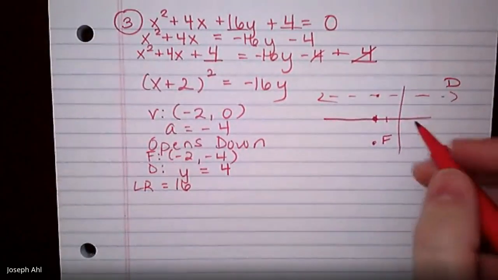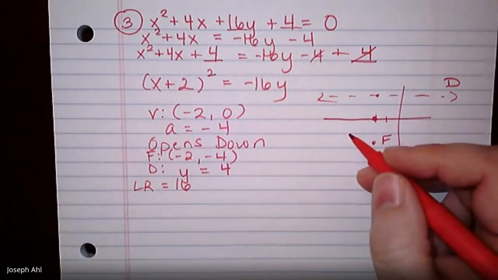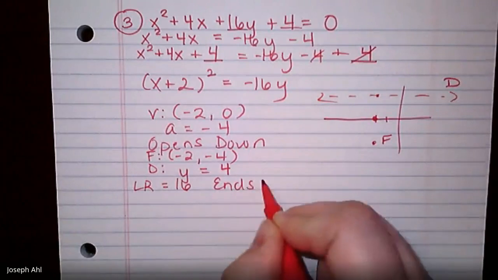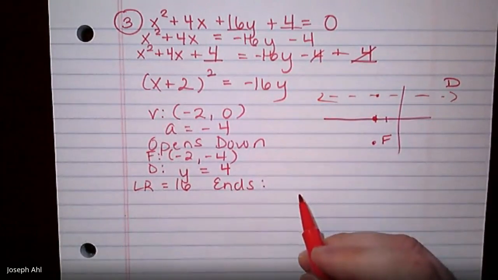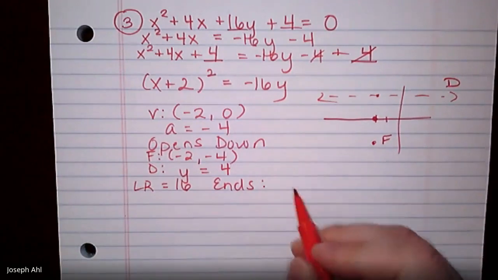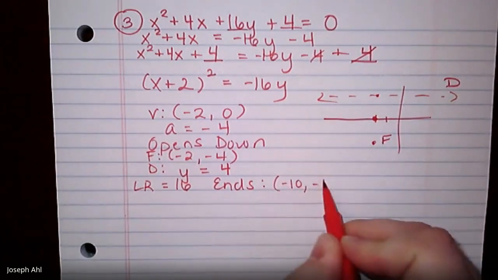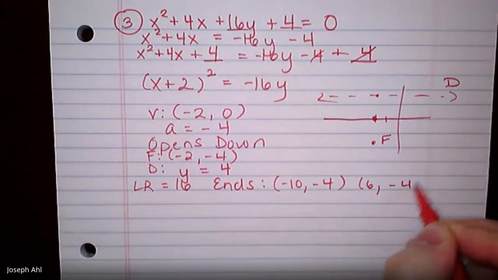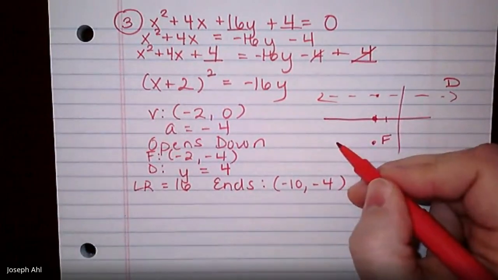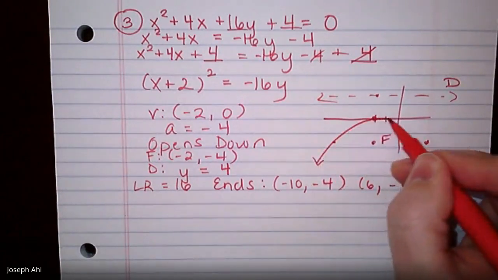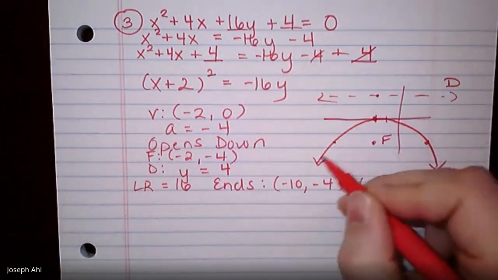Okay. All right, so if I go 8 to the right and 8 to the left of the focus, that's going to get me to the ends of the LR. So the ends would have the coordinate. Look over here. If I go 8 to the left, that's going to be -10, -4. If I go 8 to the right, that's going to be +6, -4. So it's going to be something, and again, this is just an estimate, guys, since I don't have graph paper. It's going to be something that looks like this.